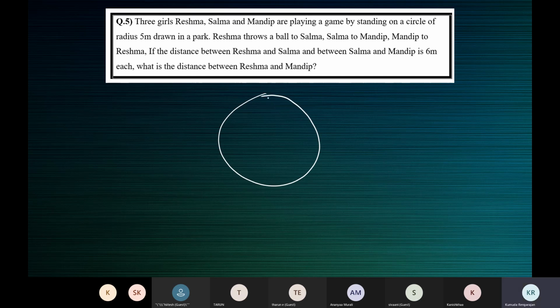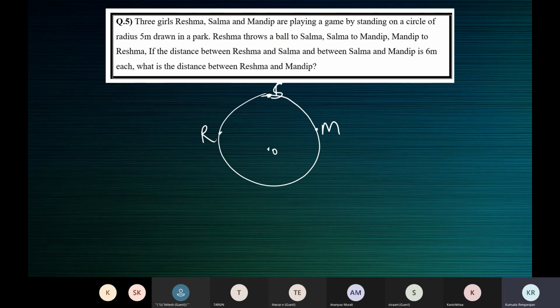Three girls, Reshma, Salma, and Mandeep, are playing a game by standing on a circle of radius 5 meters drawn in a park. So the girls are standing on the circumference of the circle like this. The radius of the circle is 5 meters.